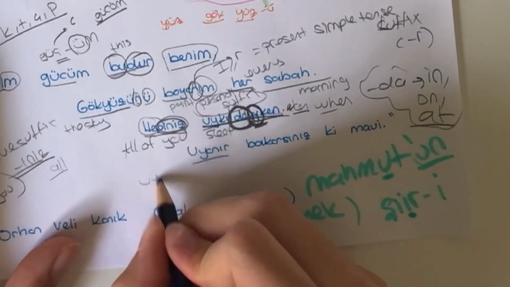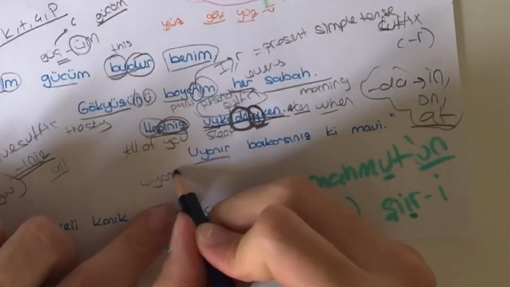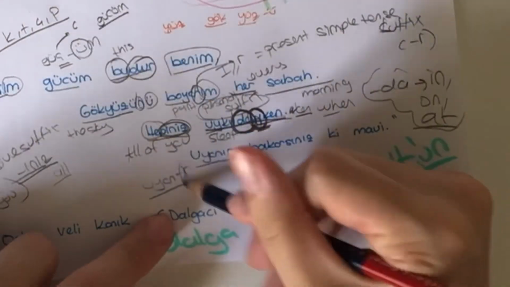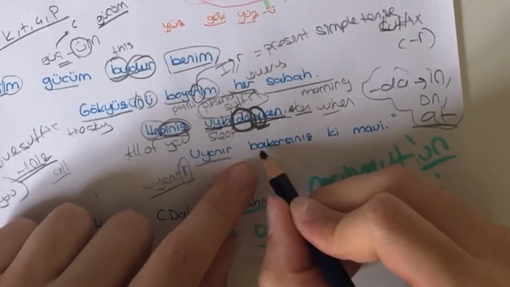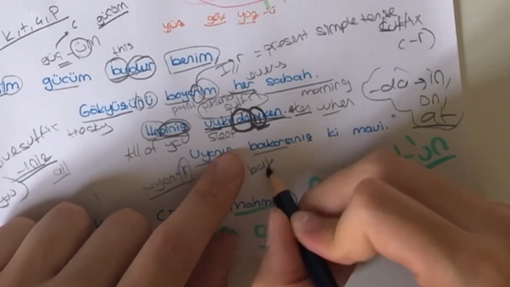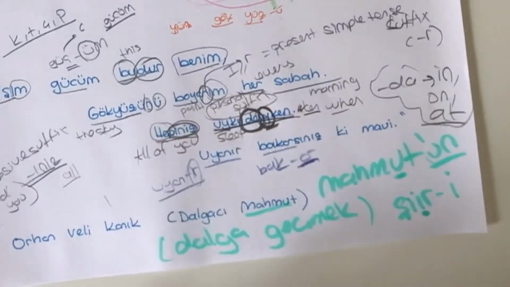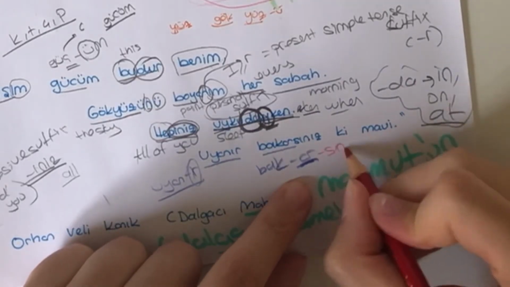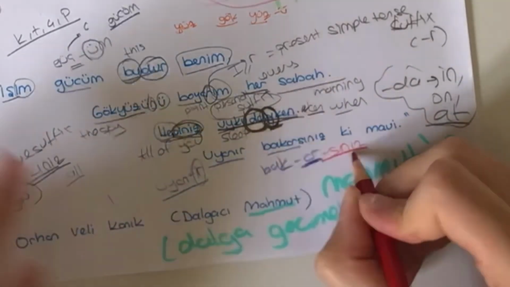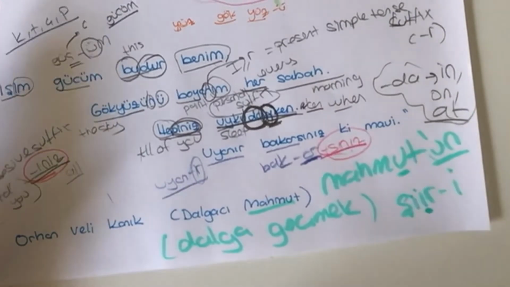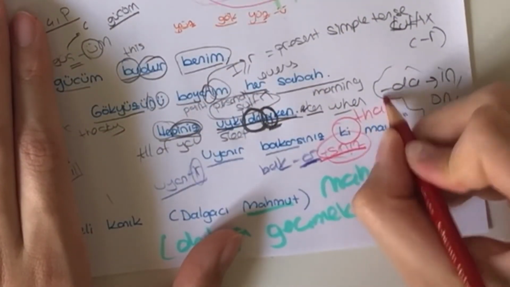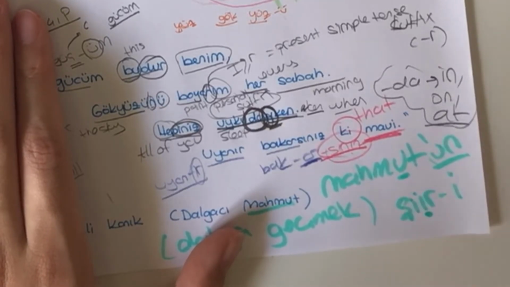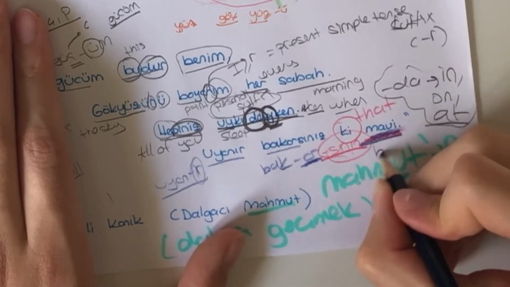Uyanır, uyanmak means to wake up. Ir is the present simple tense suffix. You wake up. And bakar, bakmak means to look. Ar is the present simple tense suffix. Bakarsınız, sınız is the personal suffix. Here it's similar to this one, right? So it means plural you. Bakarsınız, ki means that. Mavi. Let's write it. Mavi means blue.